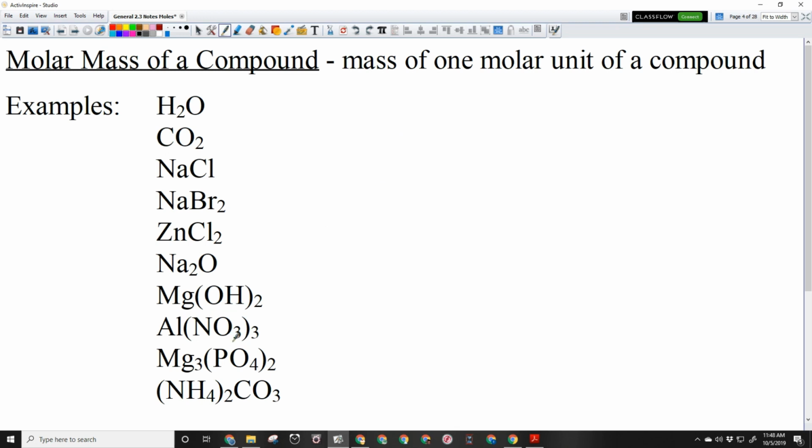I'm going to do one with a polyatomic ion. So let's do aluminum nitrate. So aluminum, nitrogen, and oxygen. So those are the 3 elements that we have here. So how many aluminums do I have here? 1. How many nitrogens? 3. And how many oxygens? 9. All right, so I'm going to multiply each one of these by the molar mass.